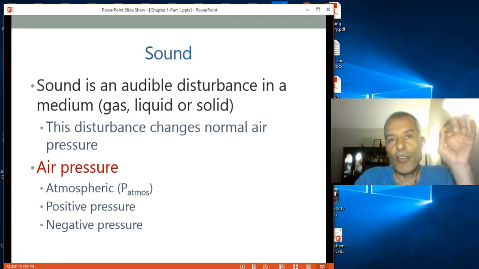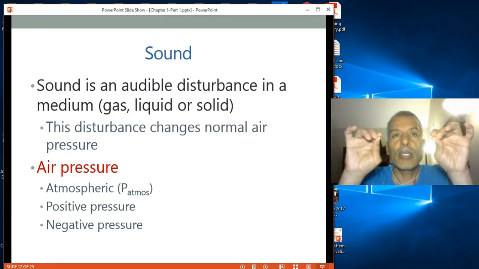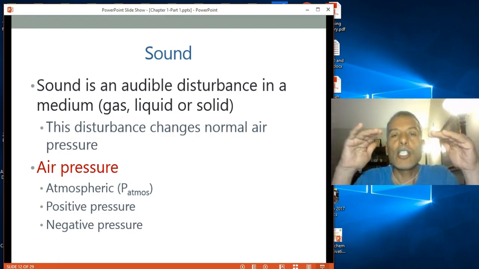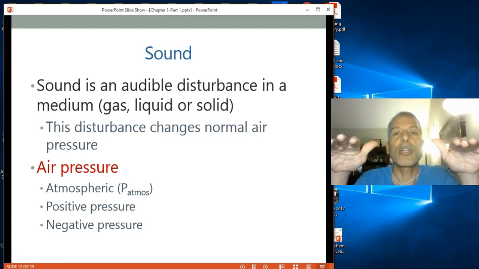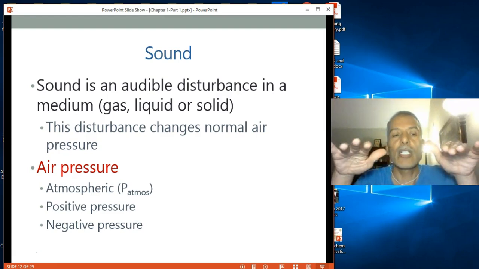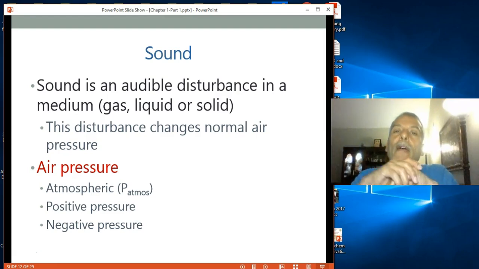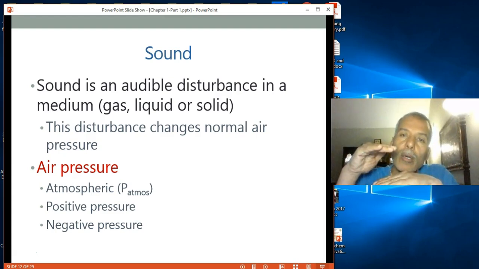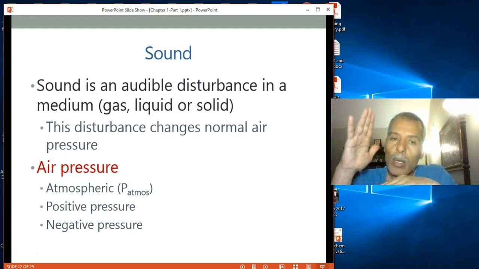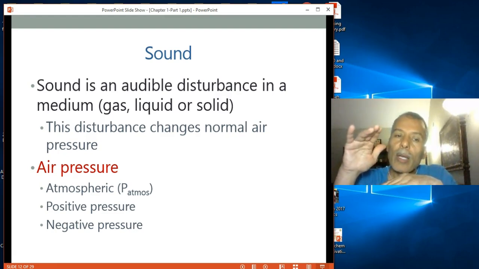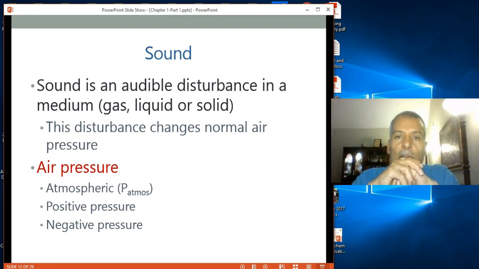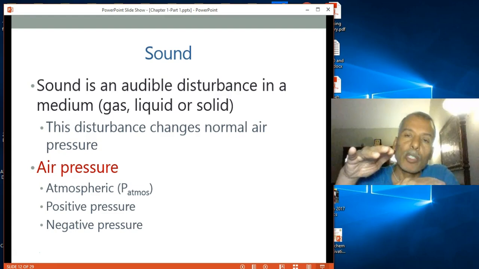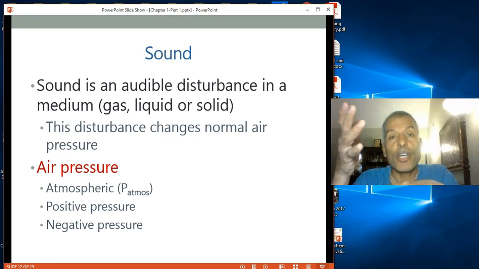Again, atmospheric pressure is the pressure measured at sea level at zero temperature, 0 centigrade, at freezing temperature, 32 Fahrenheit. If the pressure goes lower than atmospheric, then we call it negative air pressure. If the pressure goes higher than atmospheric, then we call it positive pressure or higher pressure.